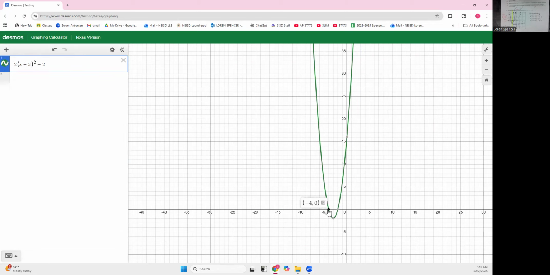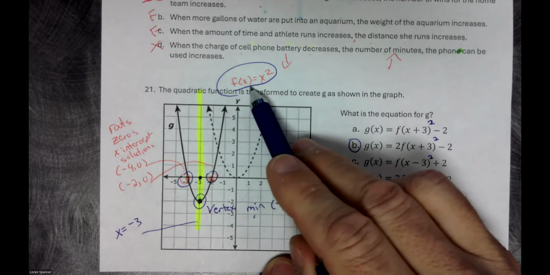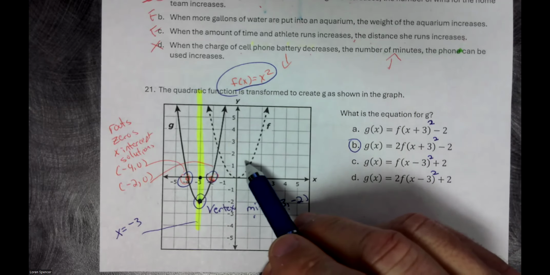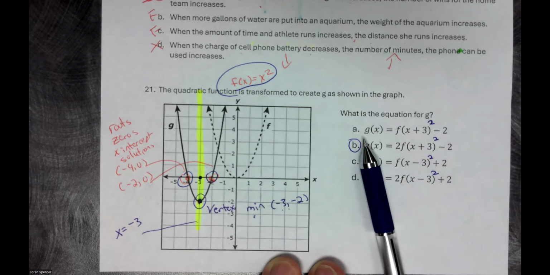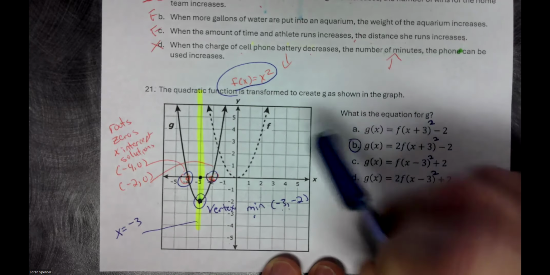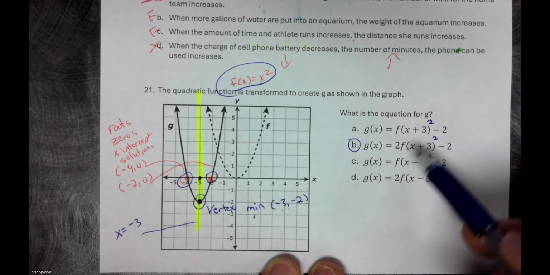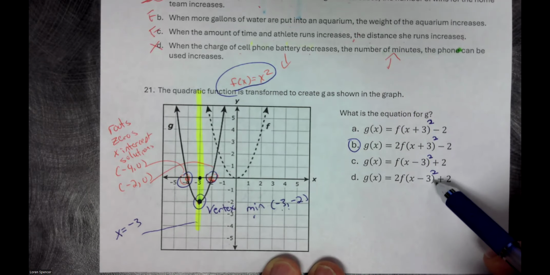And we look at this, we have -4, 0. That was one of our roots. -3, -2, that's our vertex. And we have -2, 0. Hey, that's our answer. So the answer choice to number 21 is B. Once again, this should have said f of x equals x squared so that you would know that. And I'll go ahead and show, if I had done that, we would have had this equation. But that's how I knew to put these little squared signs there.